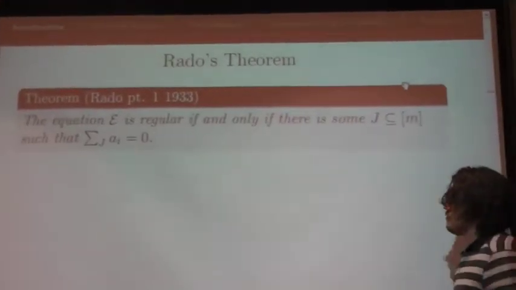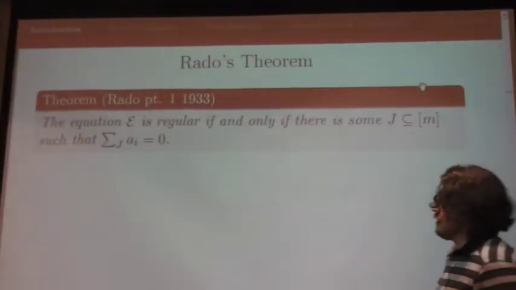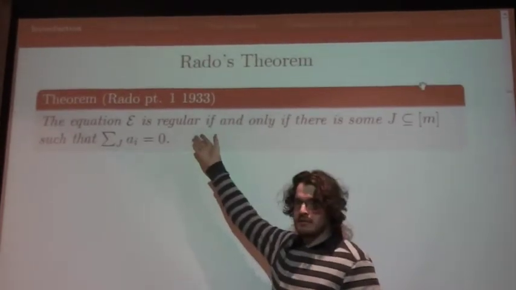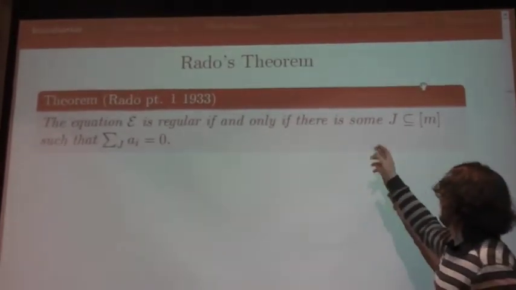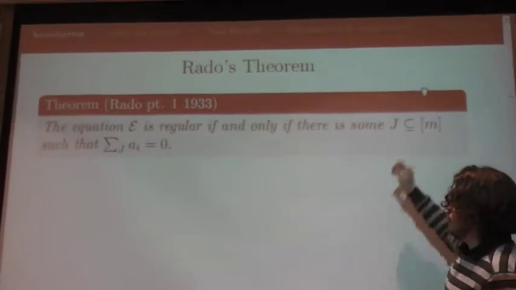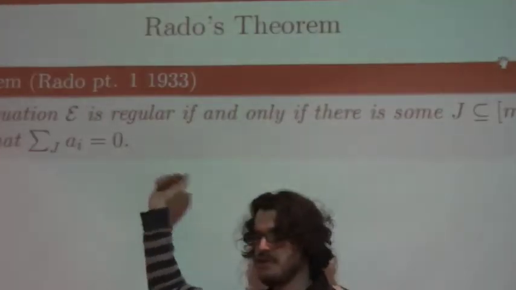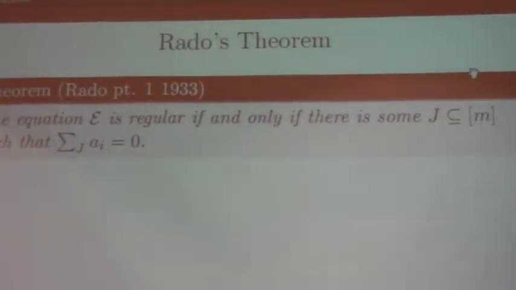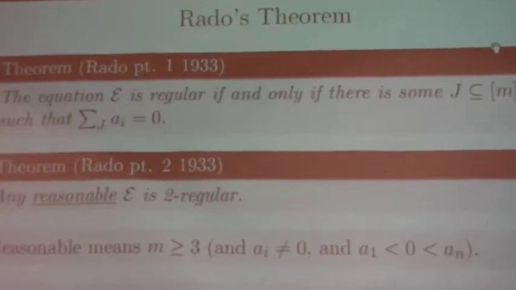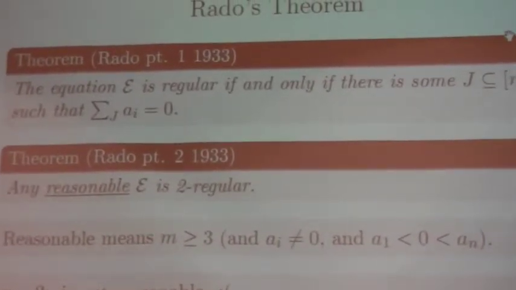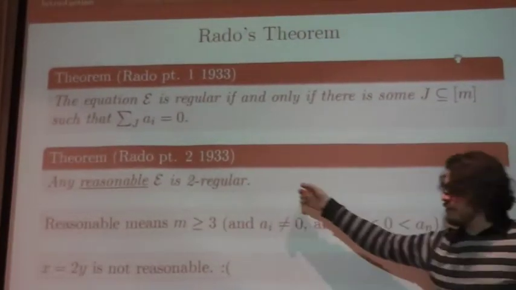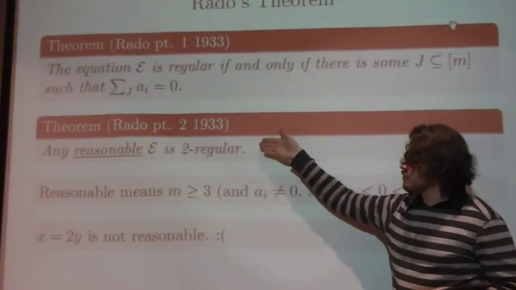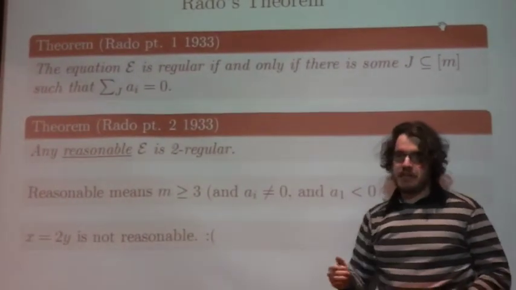So Rado's theorem, sort of restated, says an equation E is regular for all R if and only if there is some subset of the coefficients that adds to 0. But Rado had another theorem, and this theorem is really the one I like. It gives me a huge guarantee. Any reasonable equation is 2-regular.